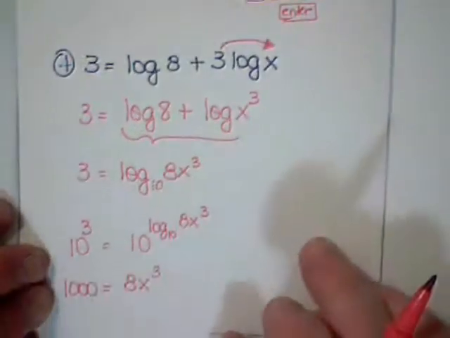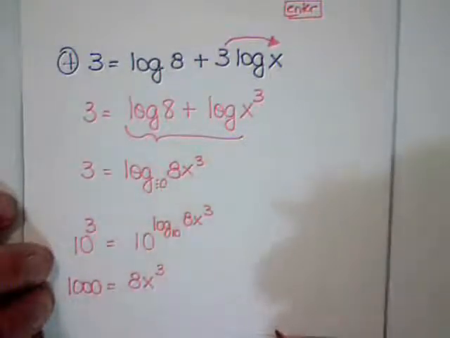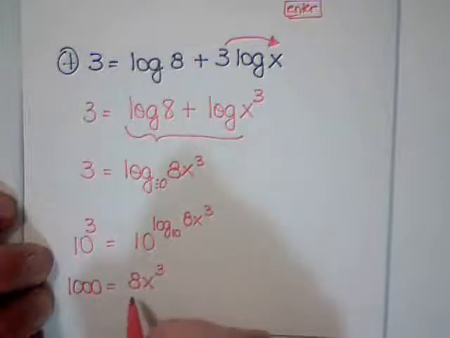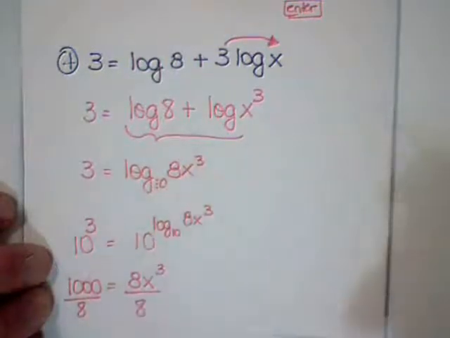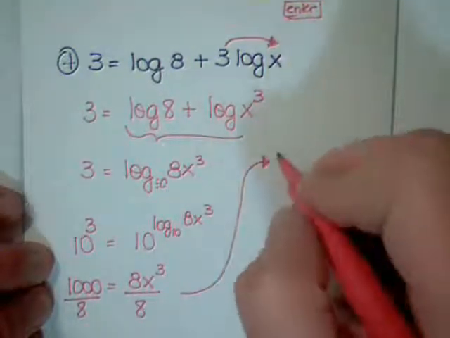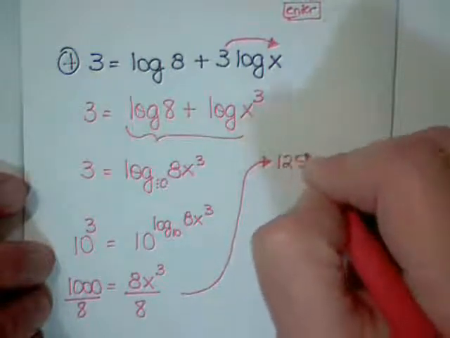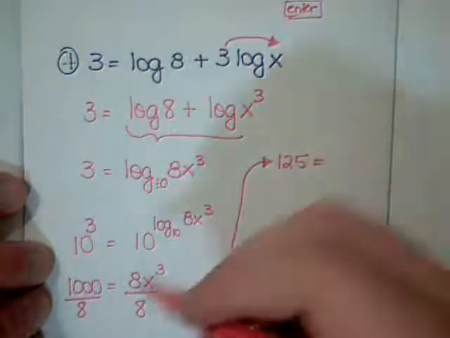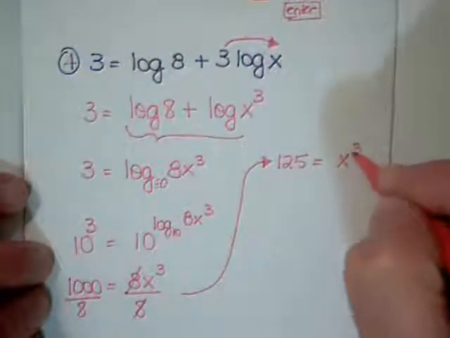Sorry, can you see it? 1000 equals 8x cubed. Okay, now we want the x alone, so we're going to divide both sides by 8. Okay, we're running out of space, I'm going to bring it down up here. 1000 divided by 8 is 125 equals 8x cubed divided by 8. The 8 cancels, so you're left with x cubed.